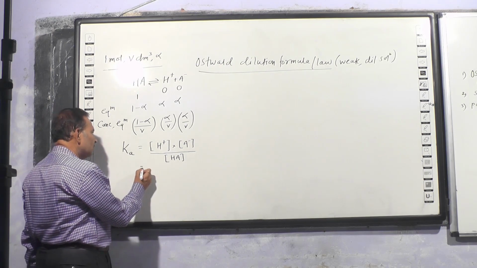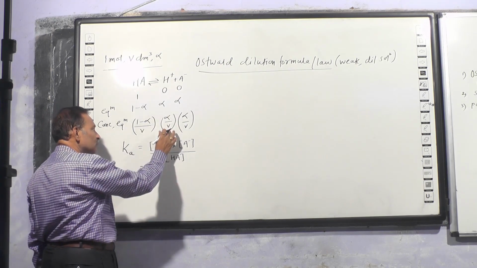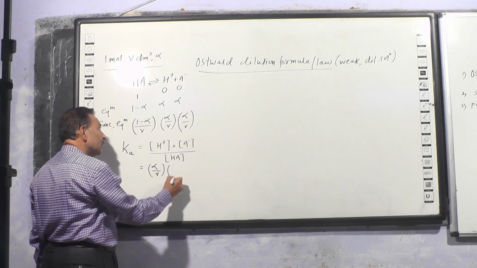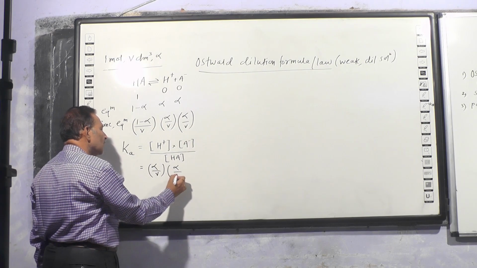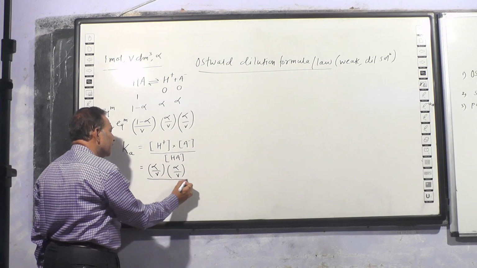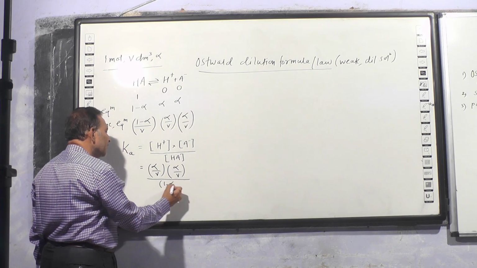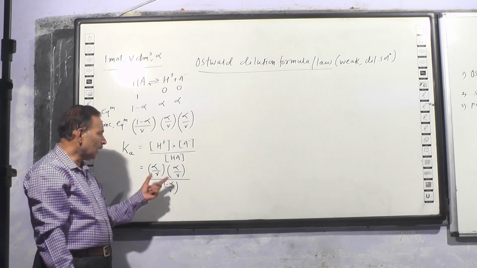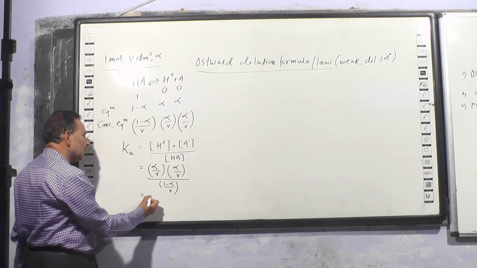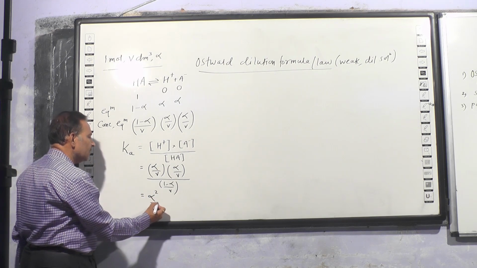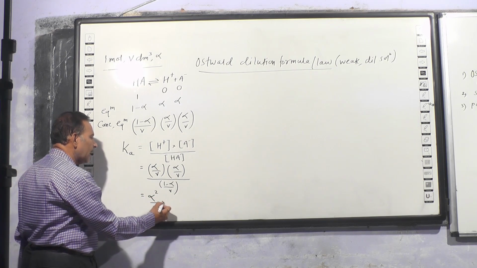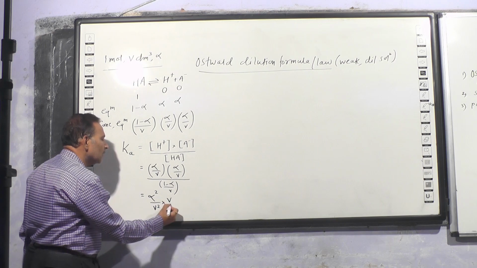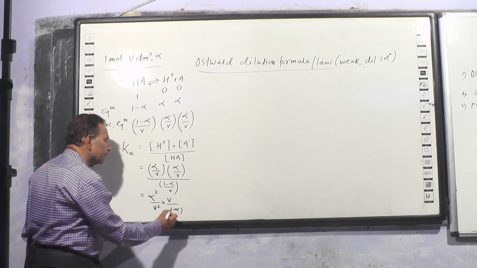Now if we put in all the values: what is the concentration of H plus at equilibrium? It is alpha by V. What is the concentration of A minus at equilibrium? It is also alpha by V, and this is totally divided by the concentration of reactant, that is (1 minus alpha) by V. Now if the bracket is solved, we get alpha into alpha is alpha square divided by V into V is V square, and the denominator becomes numerator, so this V will come in the numerator, divided by 1 minus alpha.